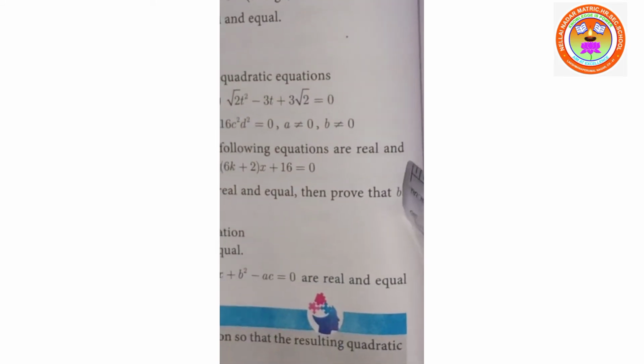10th Standard Mathematics Chapter number 3, continuation of exercise 3.13. Now problem number 3. If the roots of this equation a minus b into x square plus b minus c into x plus c minus a equals 0 are real and equal, then prove that b, a, c are in arithmetic progression. B, A, C are in arithmetic progression.